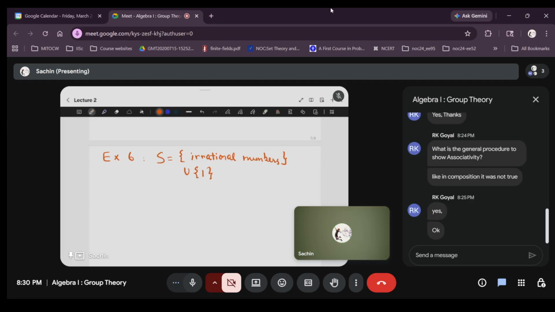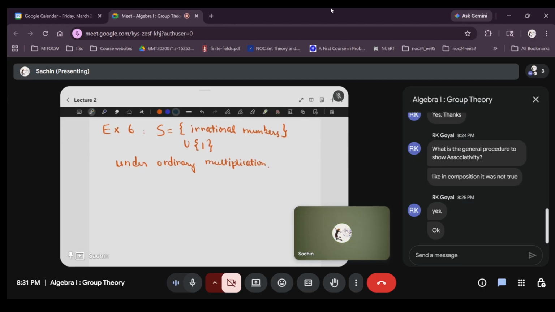Now, under ordinary multiplication, 1 times any irrational number is the irrational number itself. 1 times 1 is 1. So 1 is the identity. Multiplication is associative simply because this is associative in real numbers also. It's associative for rational numbers.